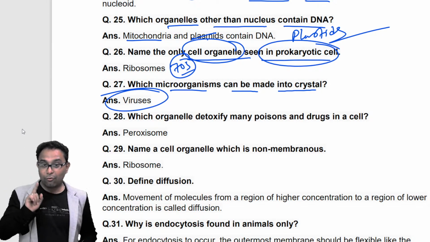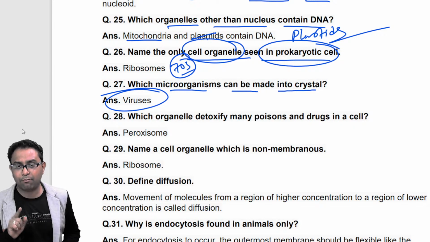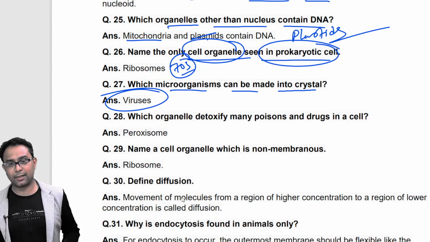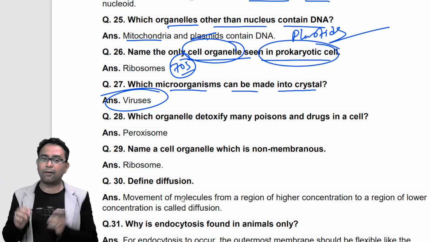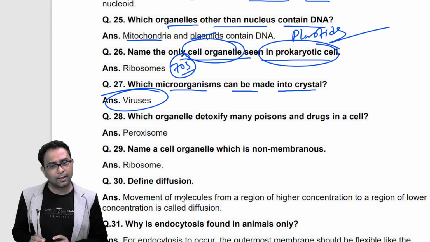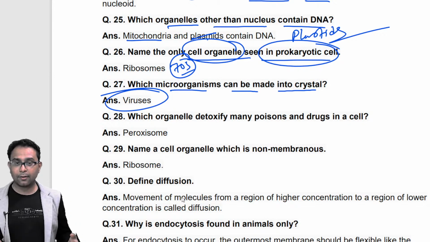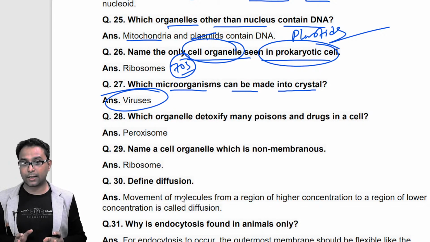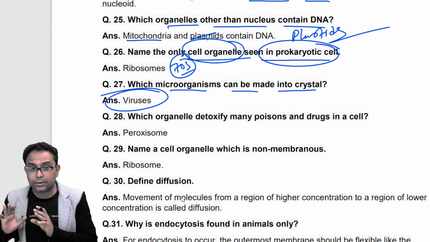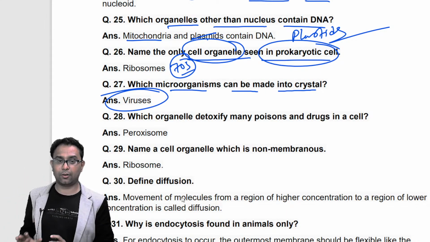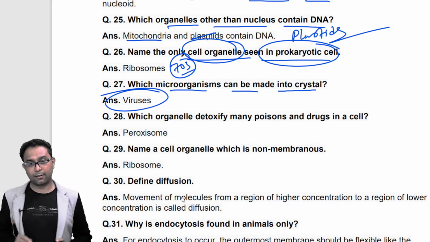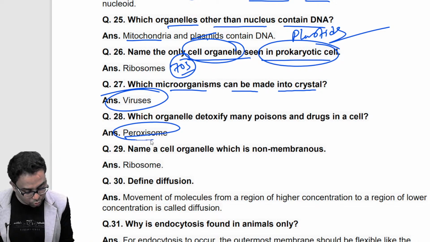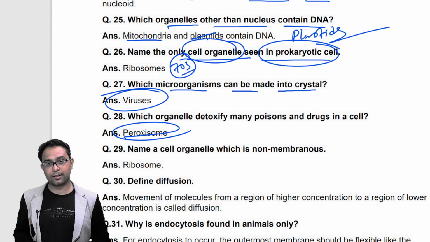Next question: which organelle detoxifies many poisons and drugs in the cell? Sometimes harmful or poisonous substances enter the cell, and at that time the cell may die. So one cell organelle is there that detoxifies these poisons or drugs and protects the cell. This is the peroxisome, a very unique cell organelle.